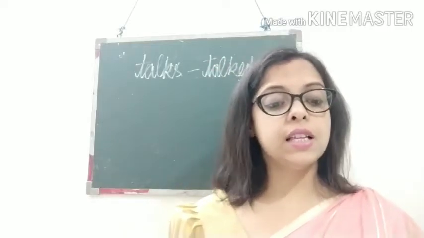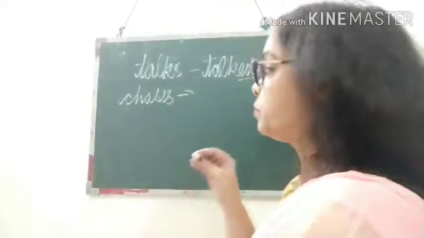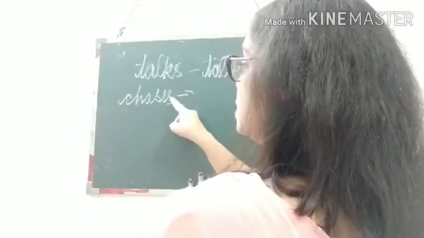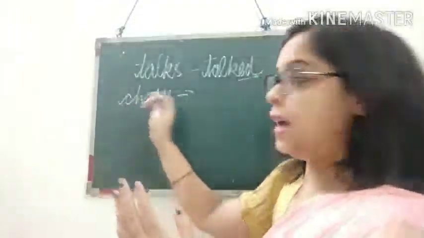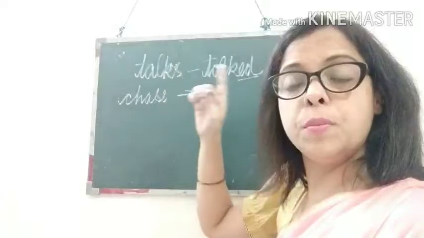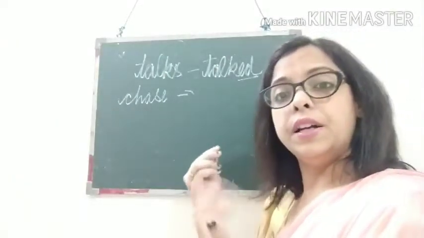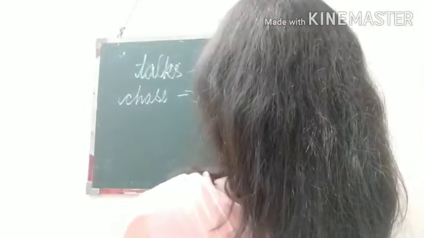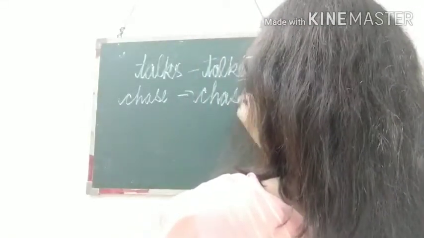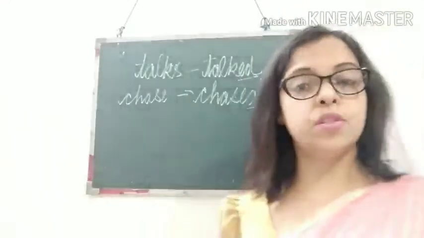Chases. Now you see here, C-H-A-S-E-S. Chases is there. Now what do we do here? We will remove this S, and now the word ends with E. So what do we do? We simply add D to it. We don't need to add ED, only simply add D. So it becomes C-H-A-S-E-D. Okay, we have only added D, and it becomes chased.